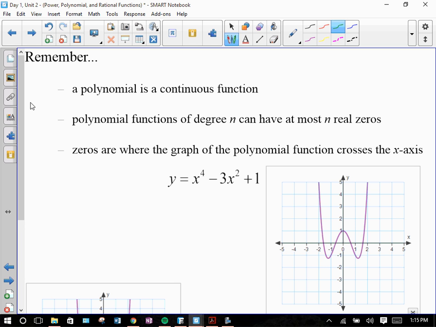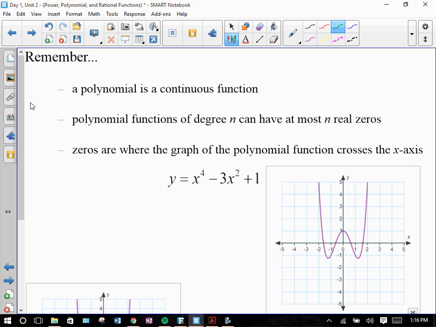Alright. So here's some things you need to remember. This is stuff that you should remember from previous classes. So the first thing you need to remember is a polynomial is a continuous function. We call it polynomial because poly means many, and nomial refers to the terms. It is a many-termed function, meaning it typically has more than 3.